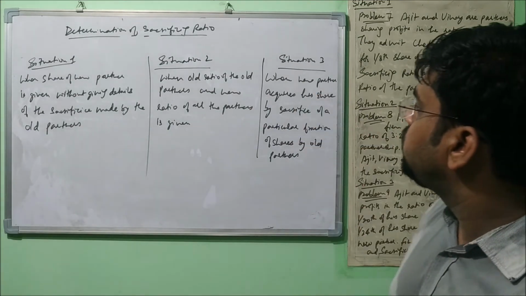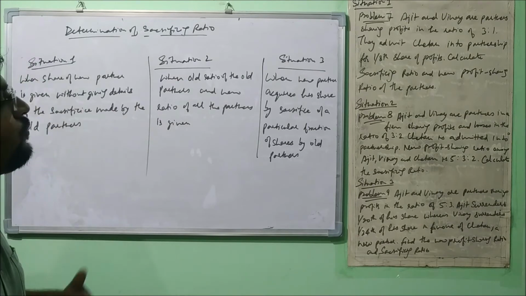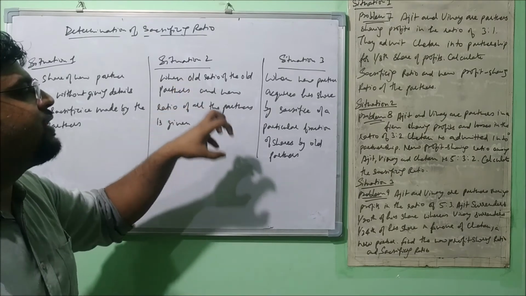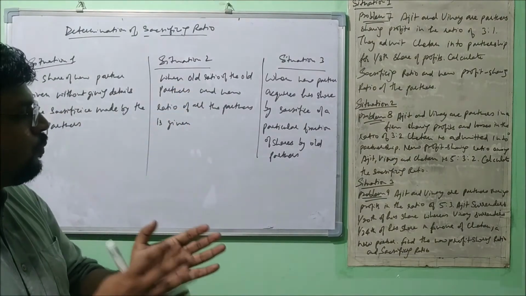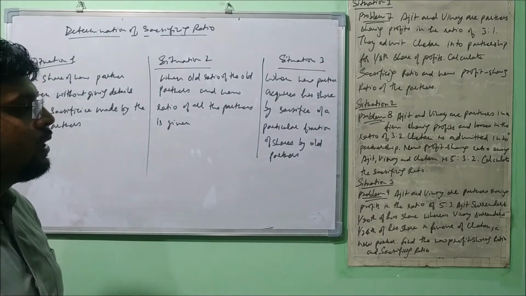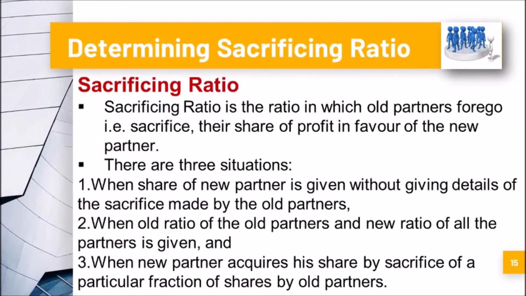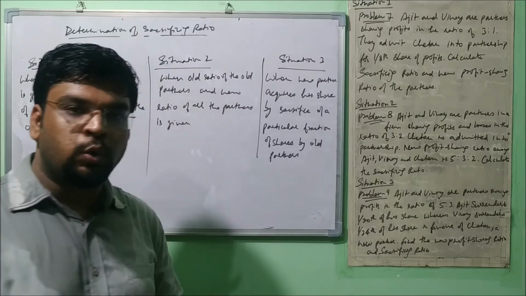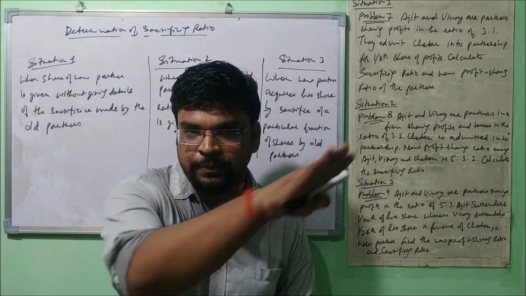Now situation 3, when the new partner acquires a share by sacrifice of a particular fraction of shares by old partners. So the new partner is getting some share, but how is he achieving that share? He is achieving it as a particular fraction of the shares of the old partners is sacrificed. Related to that we will be doing problem number 9. So without wasting much time, let's start solving this problem. You can see this problem on your screen.